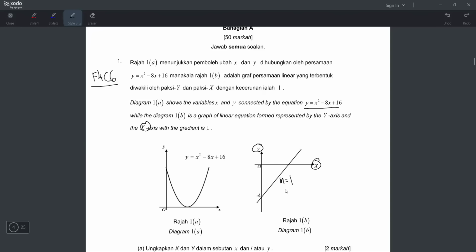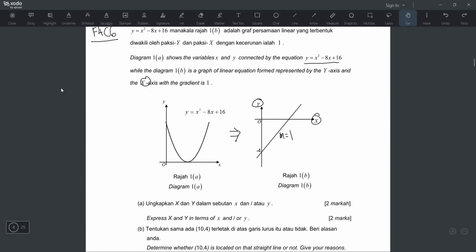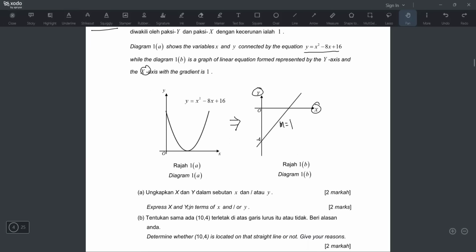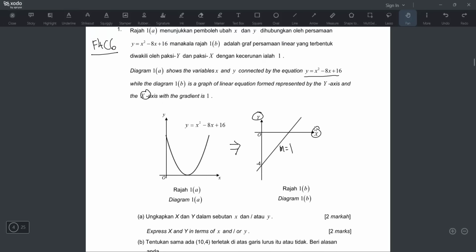All right. And also this straight line actually comes from this equation. But this is a quadratic equation, so you have to convert this to linear form. Now it says question A, express big X and big Y in terms of small x and small y. It means you have to find out what the y-axis and the x-axis are.